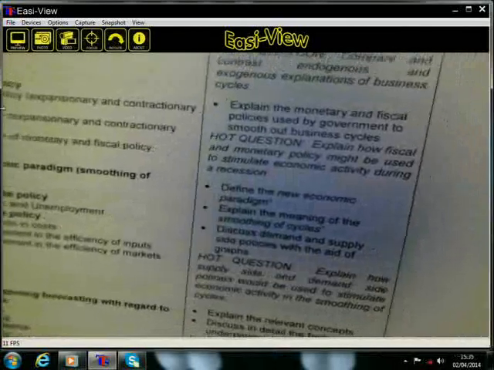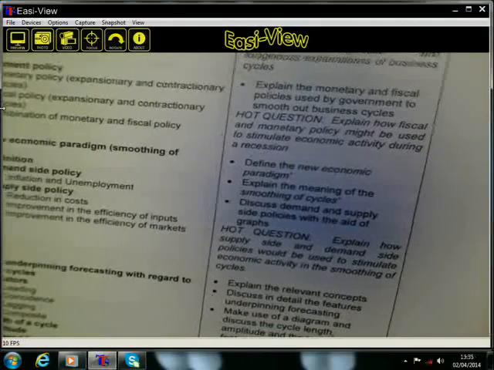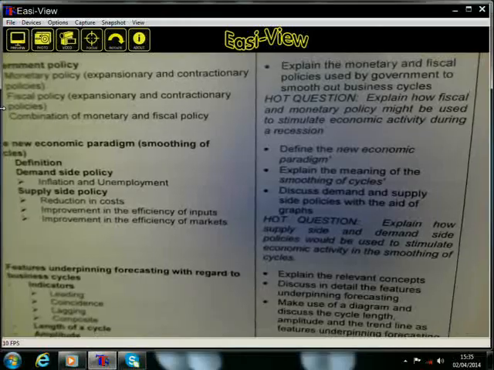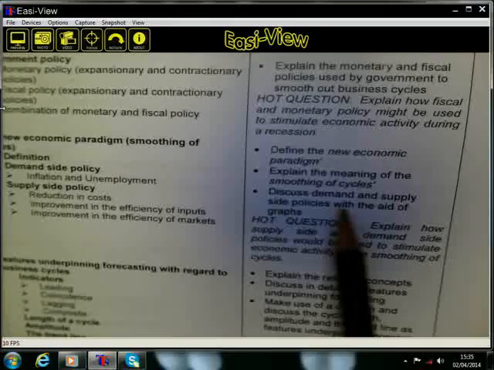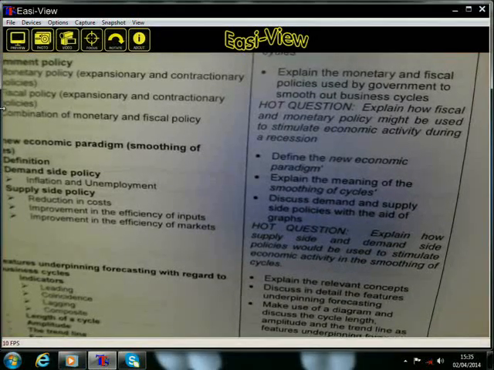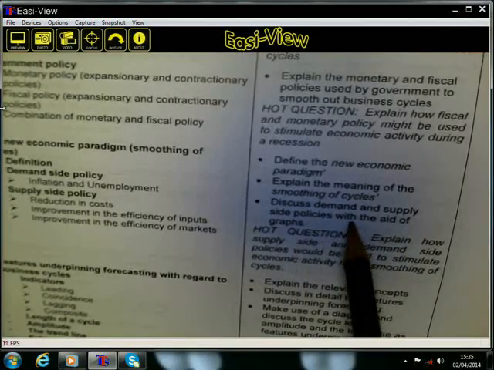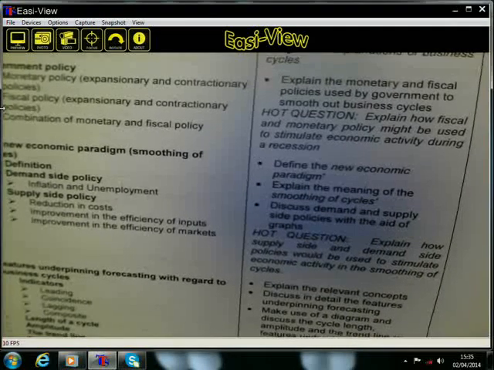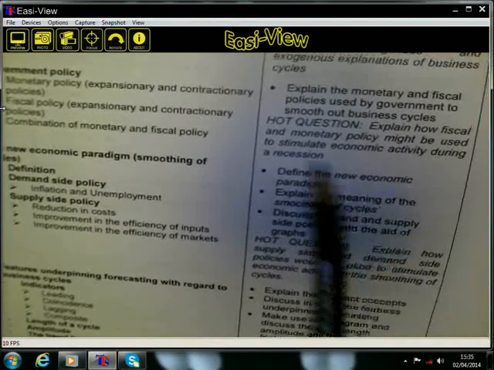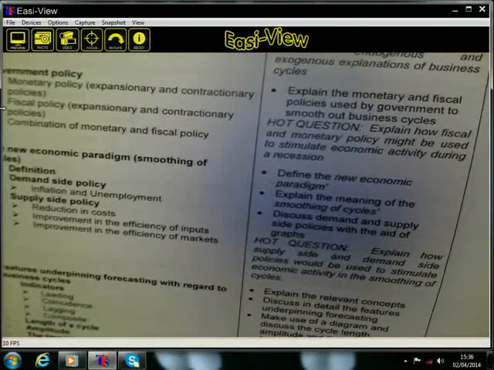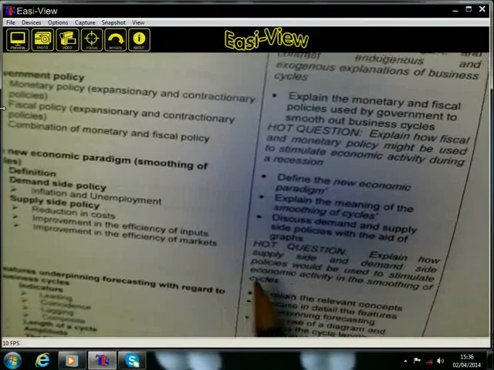Right. Then they give us clues on the type of questions that you must look at when you are doing this part. It says you must be able to define the new economic paradigm, explain the meaning of smoothing of cycles, discuss demand and supply side policies with the aid of graphs. Very important, with the aid of graphs. So when you do this part, you must be able to draw the graphs and you must be able to explain it. And then we have a hot question.